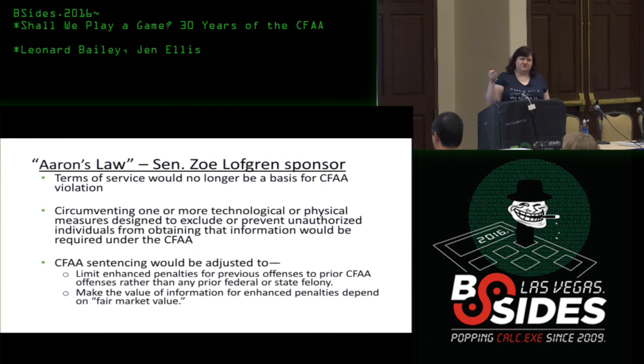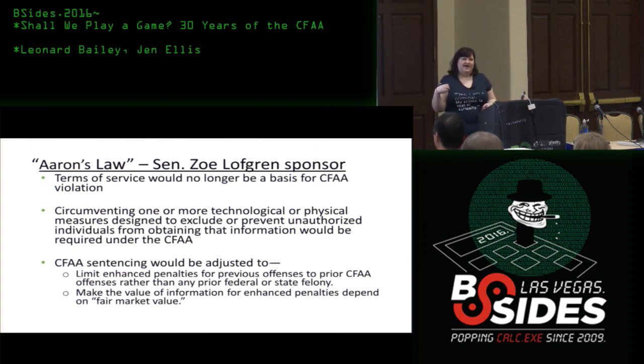And basically, what it looks to do is three main things. One, it would make commercial terms of service no longer a violation of the CFAA. Two, it would try and create a little bit more crispness over what authorization means. In other words, you would have to circumvent a technological protection, which is very like the DMCA. And then the third is basically saying that you can't be done for multiple counts of the same thing in one go, and it would change the way that the value of information is being figured out.